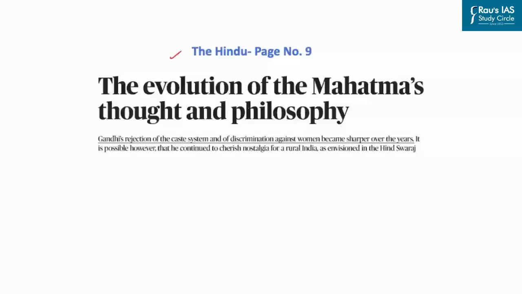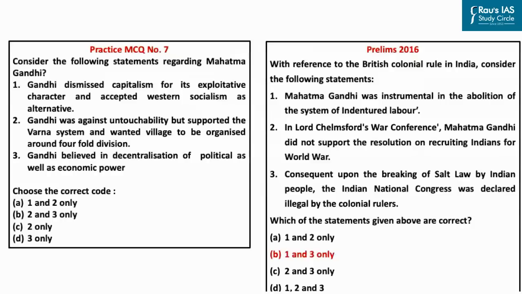The next question is related to the thoughts and philosophy of Mahatma Gandhi. Now this article is quite important because if you have a look at the previous year prelims, questions are normally asked with respect to thoughts and philosophy of Mahatma Gandhi or with respect to his contribution to India's freedom struggle. So based upon the previous year prelims question, let us have a look at practice MCQ number 7. The question is, consider the following statements regarding Mahatma Gandhi.